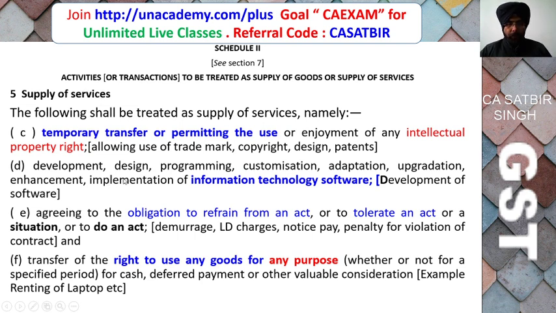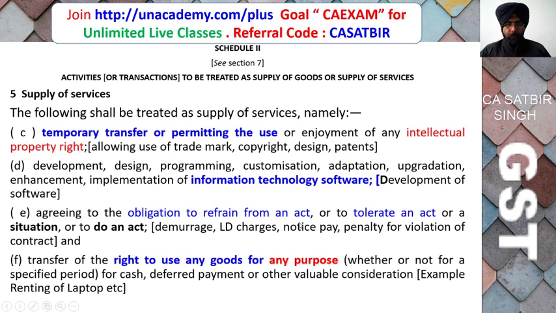If there is development, design, programming, customization, adaptation, upgradation, enhancement, or implementation of information technology software, like development of software, then it is also a supply of service, and GST has to be paid treating it as a service. Agreeing to the obligation to refrain from an act.